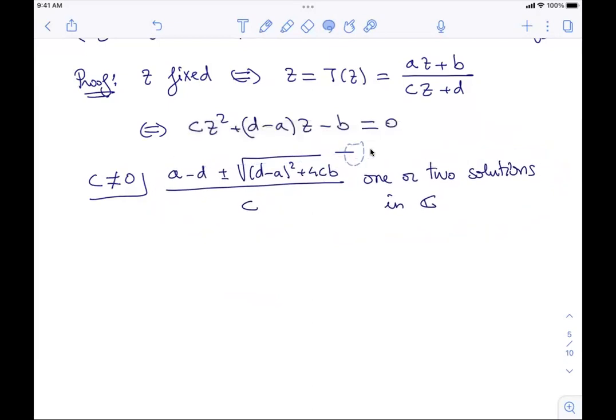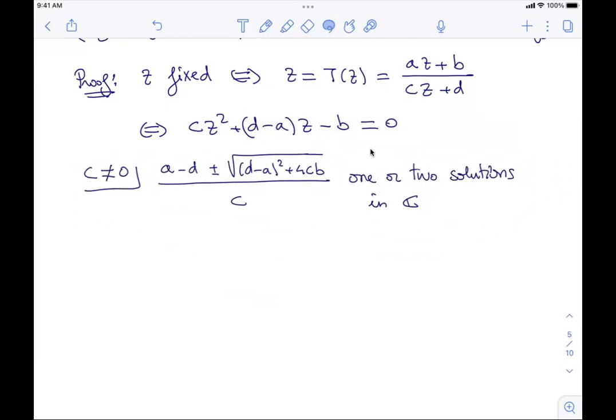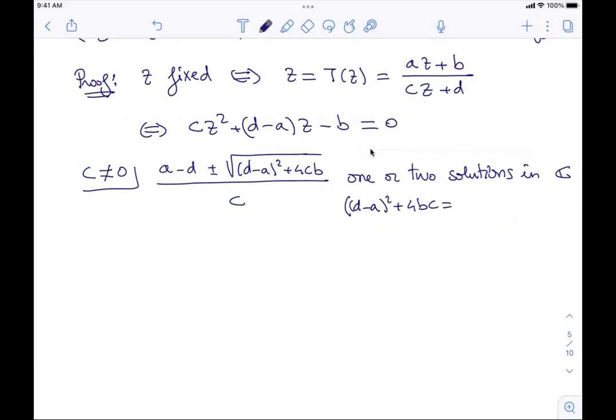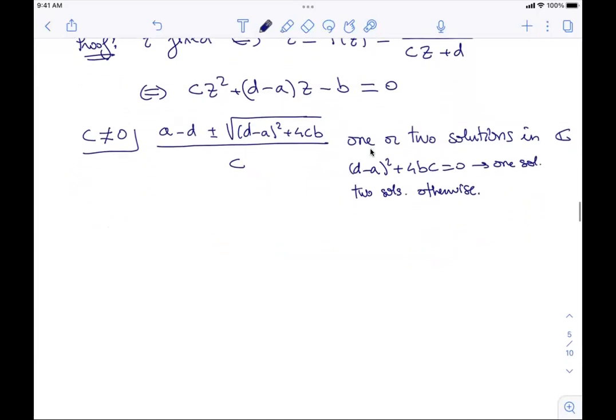The only case that you could think is a little different is if, for example, the discriminant equals 0, right? So if (d - a)² + 4bc equals 0, this is one solution, otherwise two solutions. Okay, so that's one case. Now we need to analyze the other possibility, that c equals 0.